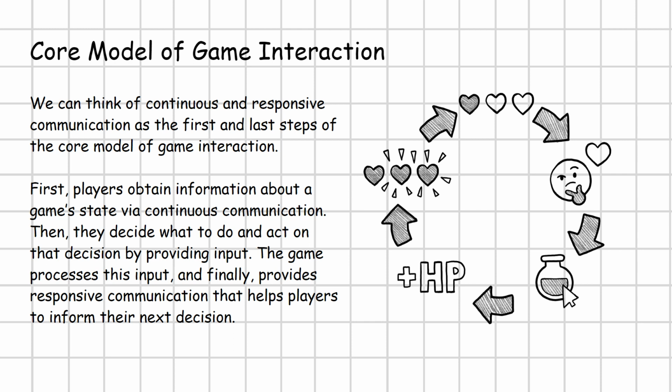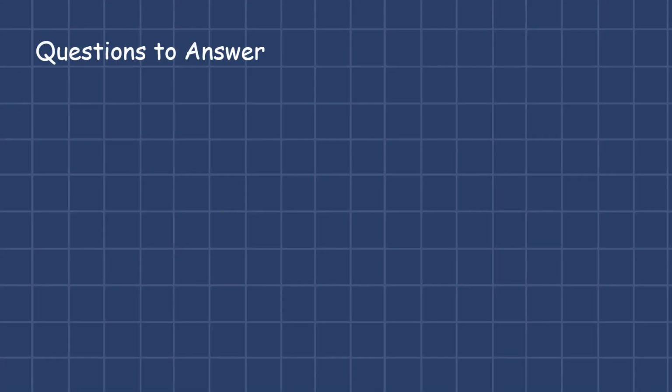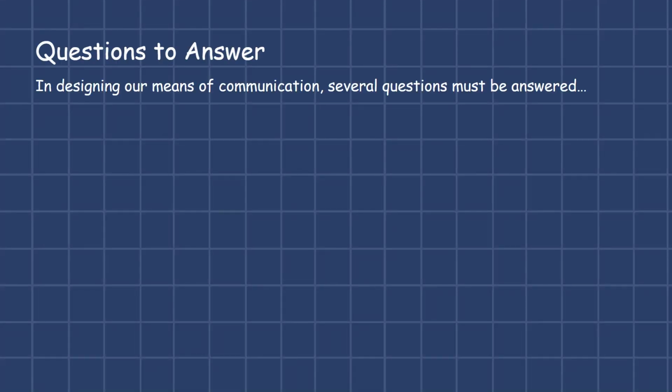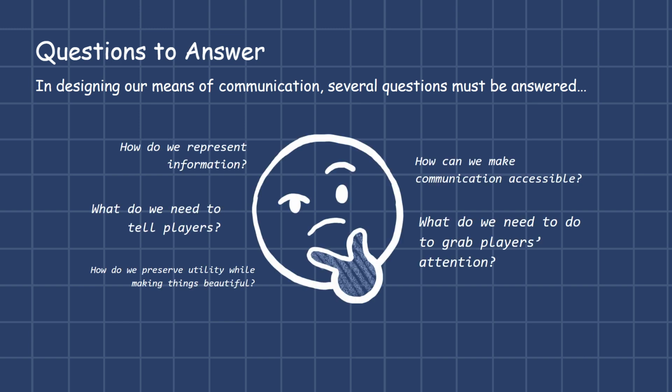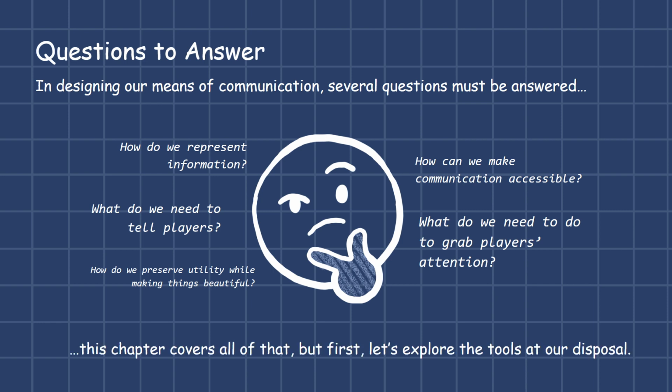Each and every transfer of information from game to player can influence a player's actions and the experience they have. In designing our means of communicating information to players, several questions must be answered. What do we need to tell players? How will we represent information? What do we need to do to grab the player's attention, and so on? We'll explore how to do all of that, but our first order of business is understanding the tools we have at our disposal for communicating with players. In other words, how people process information.